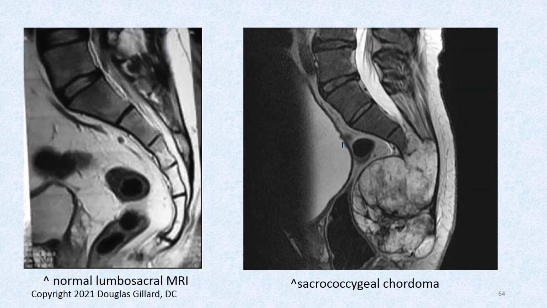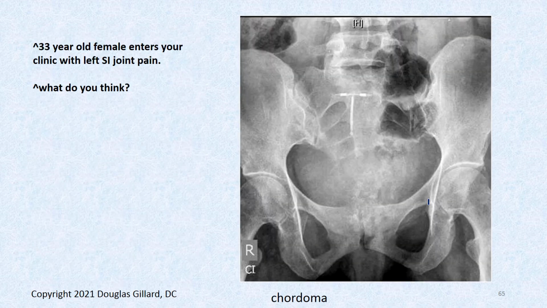So here's a picture of a normal MRI. We've seen probably enough of these to know, okay, that looks like a pretty good MRI. And now look at this mess. The tumor has completely eaten away most of the sacrum, and the coccyx is gone, so no good. Here's a 33-year-old female who comes into your clinic. Kind of a clinical today, isn't it? Left SI joint pain. What do you think? Do you take an x-ray?